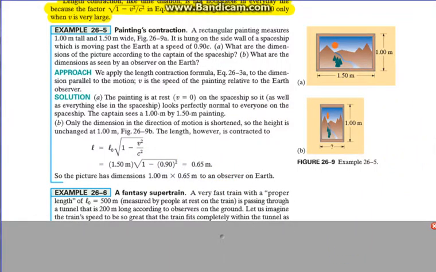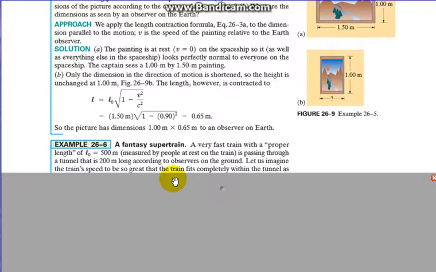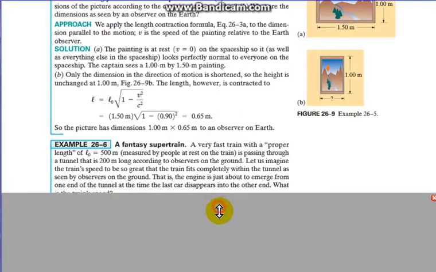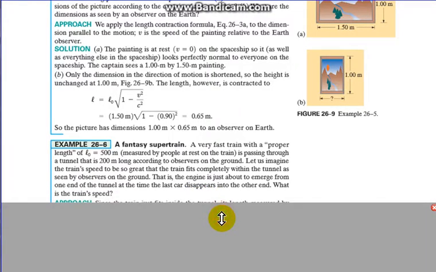If you look at another example here, a fantasy super train, a very fast train with a proper length of 500 meters, as measured by people at rest on the train. So they see the train, yeah, it's 500 meters. It's passing through a tunnel that's 200 meters long, according to the observers on the ground. Let us imagine the train speed to be so great that the train fits completely within the tunnel as seen by the observers on the ground. That is, the engine is just about to emerge from one end of the tunnel at the time the last car disappears in the other end. What is the train speed in order to do this?